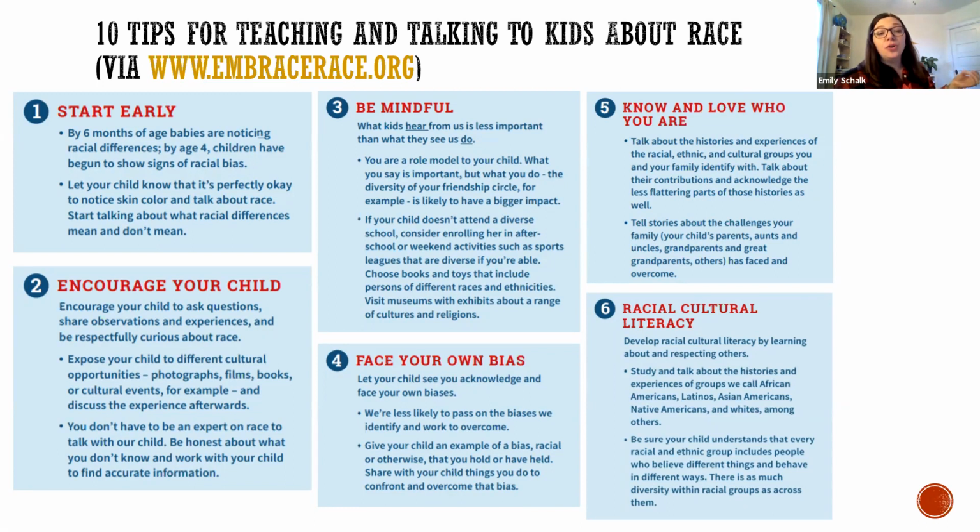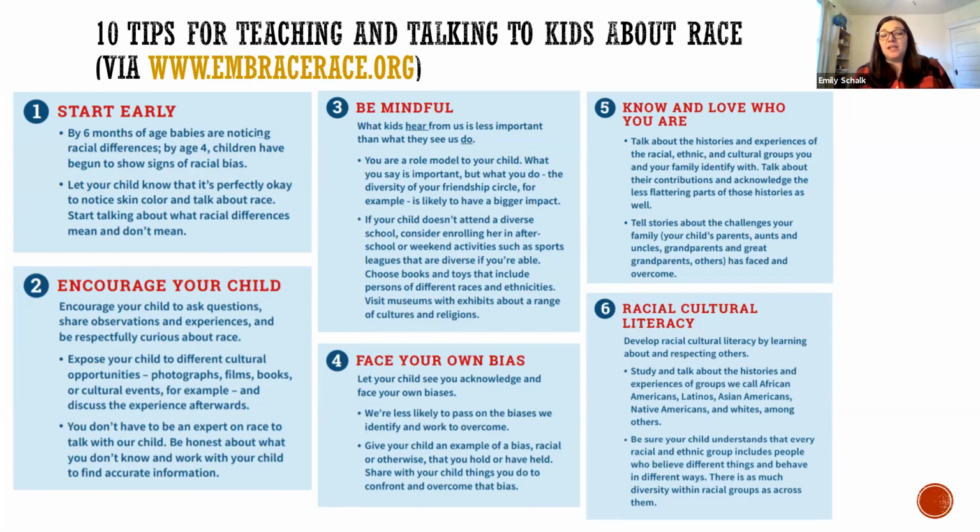Third thing is to be mindful. What kids hear from us is less important than what they see us do. You're a role model for your children and your students, so what you say in front of them matters. Number 4 is to face your own bias. Let your children see you acknowledge and work through your own biases instead of pushing it under the rug. Number 5 is know and love who you are. Talk about the histories and experiences of the racial, ethnic, and cultural groups you and your family identify with, and tell stories about the challenges your family has faced, and tie that into other races as well.